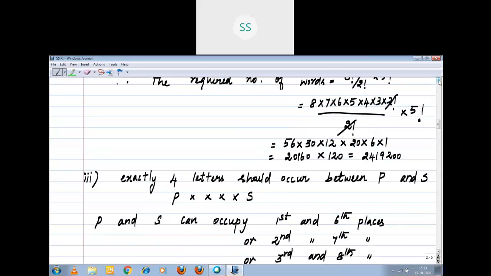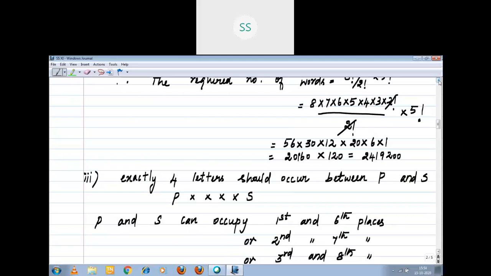Once again I am going to repeat the third subdivision alone. They said exactly 4 letters should occur between P and S, right? They didn't say before P and after S the letters should not occur. They said 4 letters should occur between P and S. So P can occupy first position and S can occupy 6th place, or S will come under first and P will move to the 6th.